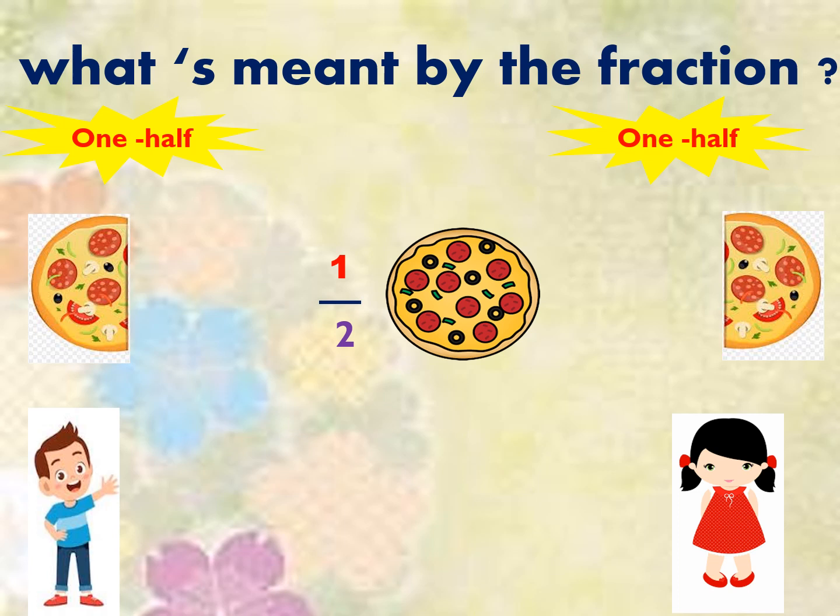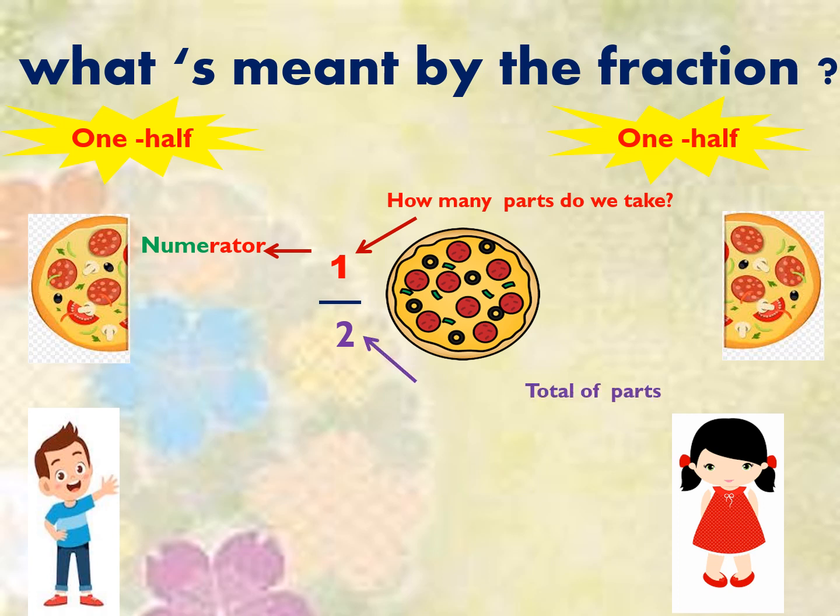Okay? And 1 means how many parts do we take? How many parts do we take? The boy takes 1 and the girl takes 1. So I will write 1. And 1 is called the numerator. We can divide the word: numerator. Okay? And 2 means the total of the parts, that the pizza is divided into 2 parts.